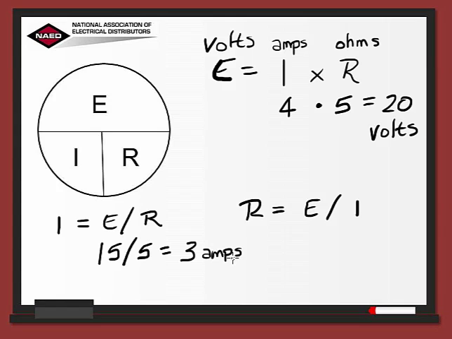Here's one last example. This time you know the amperage, which is 4 amps, and the voltage, 20 volts. So we'll take 20 volts divided by 4 amps, and we get 5 ohms. So, easy enough, all three formulas. Now, it's time for you to give it a try, and we'll have a couple examples for you.